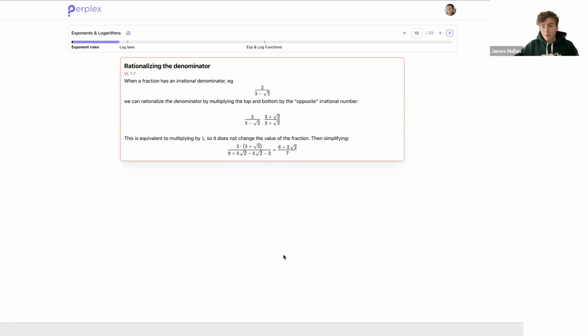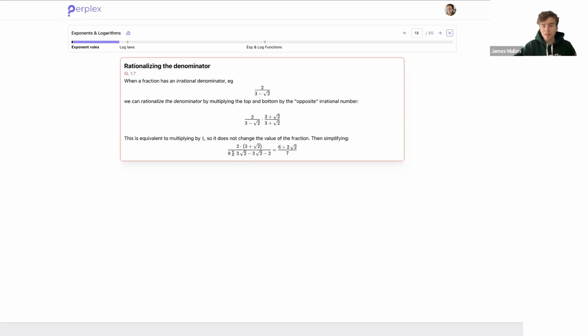So I rationalize the denominator by multiplying by the opposite irrational number, and if I expand everything out, I'm going to get 2 times 3 plus root 2, which gives me 6 plus 2 root 2, and then in the denominator, 3 times 3 is 9. Then 3 times root 2 is 3 root 2, minus root 2 times 3 is negative 3 root 2, and then minus root 2 times root 2 is going to be minus 2.